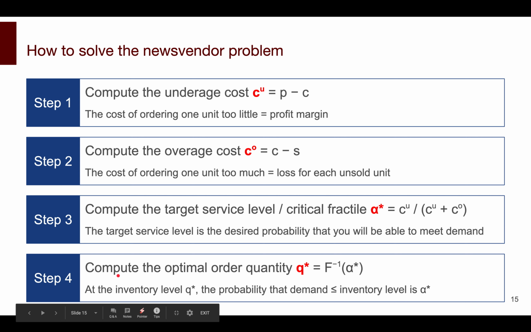The last step is to compute the optimal order quantity using the inverse CDF. When you order that amount, the probability that demand is less than the inventory, or the inventory is greater than demand, is alpha star.